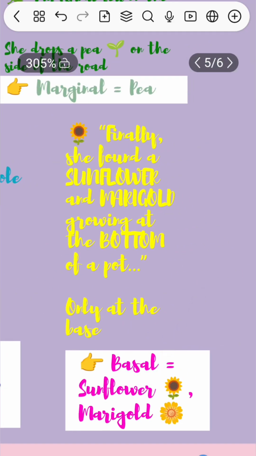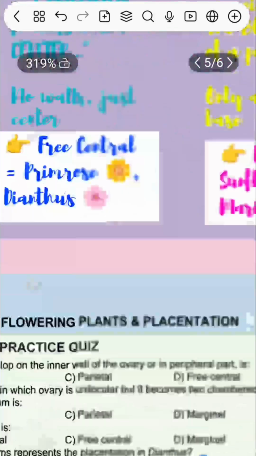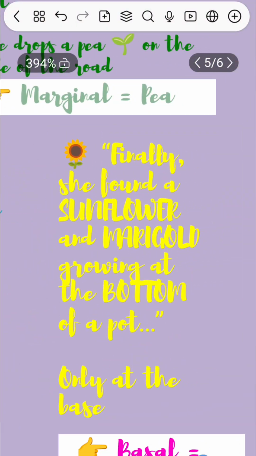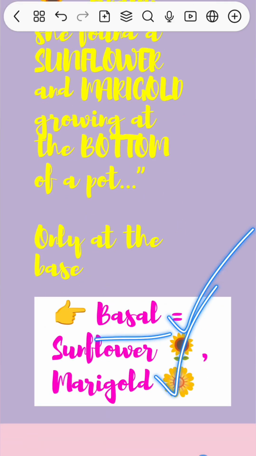Finally, you can see the yellow color and everything. She was going to buy sunflowers. But she saw them in a pot. She finally found the sunflower and marigold growing at the bottom of a pot. She thought, okay, we can get this pot and go home. So bottom means only at the base. At the base, we have sunflower and marigold flowers.